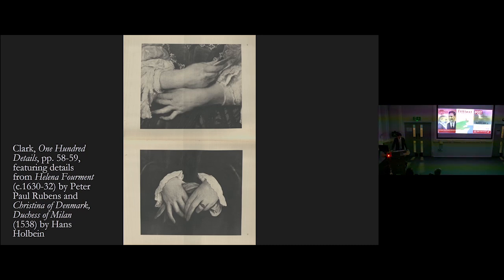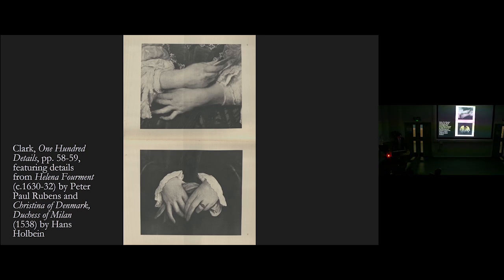This is seen in the huge details of two pairs of hands, one holding their hands across the body, with rich lace and fingers restlessly moving, and the other doubtfully holding gloves against dense black clothes, only a signet ring to signify status. The first image is taken from Peter Paul Rubens' portrait of Helena Fourment, and the second is from Hans Holbein's portrait of Christina of Denmark, Duchess of Milan.